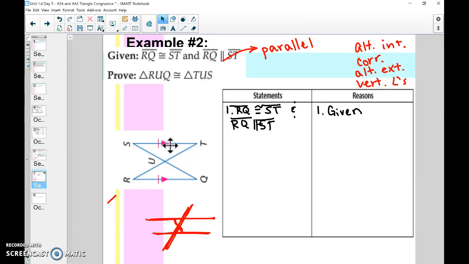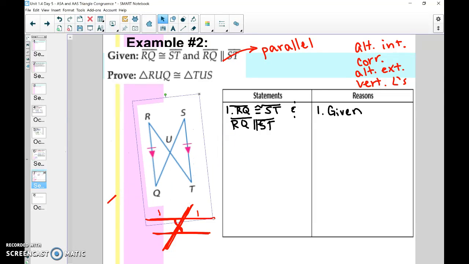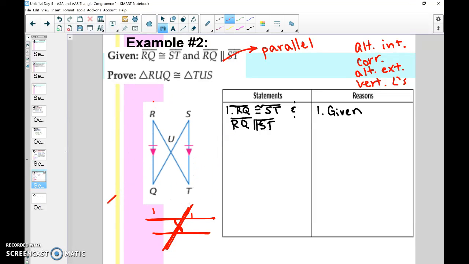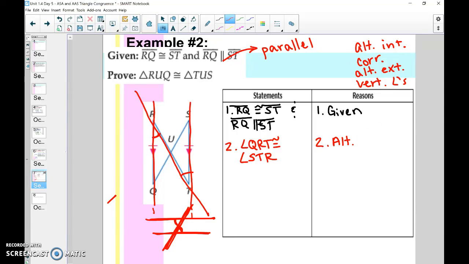So let's twist it back and then we'll simplify it a little bit. So we had parallel, parallel, line cutting through. Okay, so those are our alternate interior angles that we were just looking at before I rotated it. So I'm going to use three letters. I'm going to call this one QRT. You could call it QRU, it doesn't matter. And that's congruent to STR or STU, it doesn't matter. And it's because they are alternate interior angles.